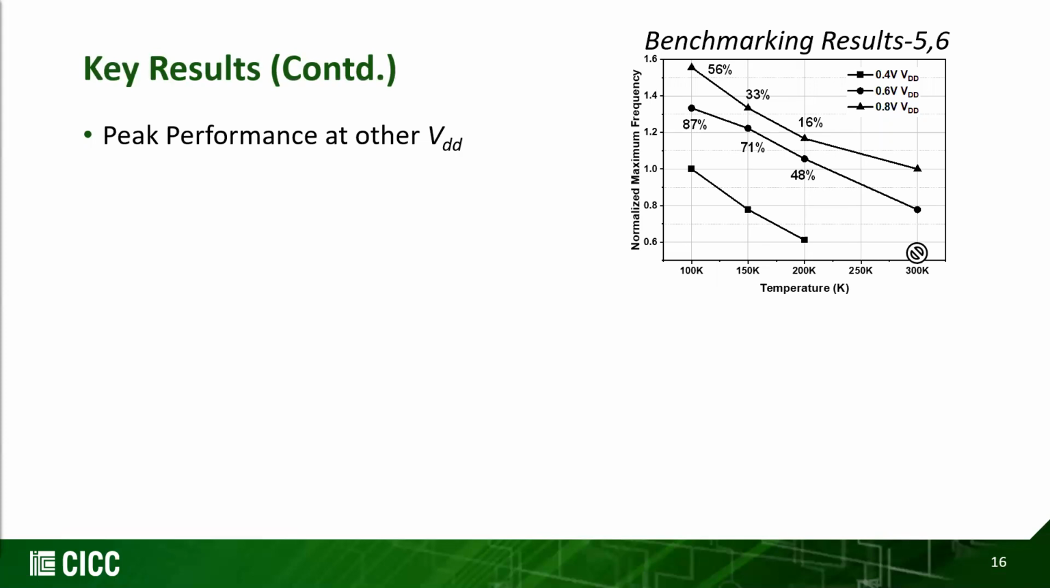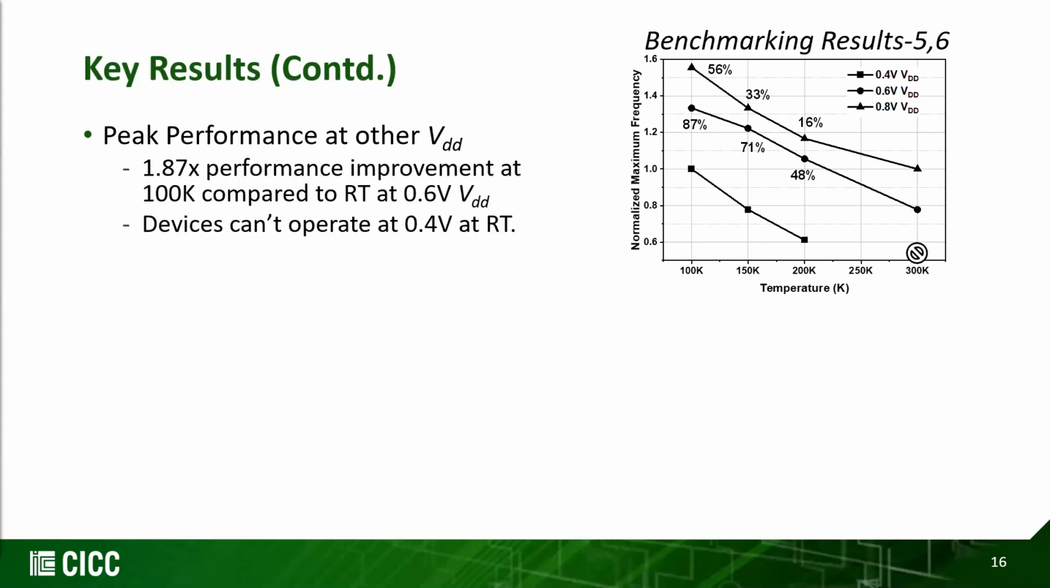We try to do the same at 0.4 volts VDD, but the devices can't operate at 0.4 volt supply at 300 Kelvin, so we do not show any improvements in the last case. An obvious observation is that the peak frequency at a given temperature decreases as we decrease the supply voltage.